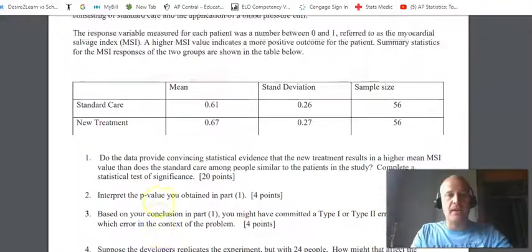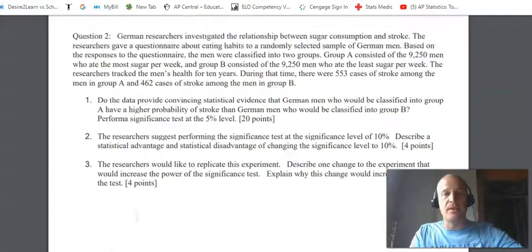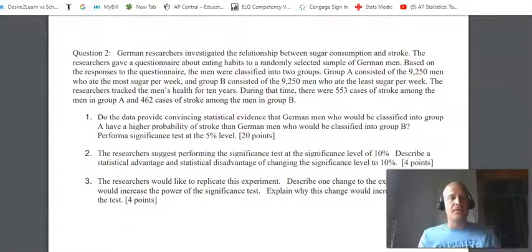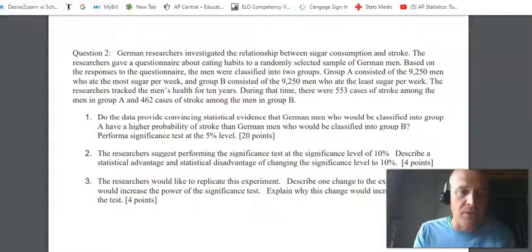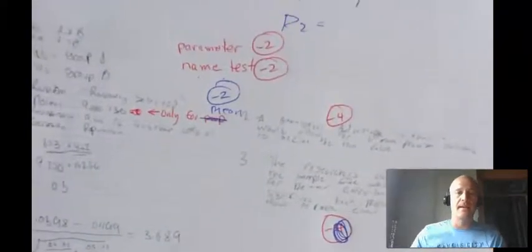All right, so let's take a look at the second question. The second question was a two-sample z-test for the difference of proportions. You have the German researchers. Group A consisted of those with sugar. Group B had no sugar or little sugar. So if we look at your solutions, it looks like this. You scored an 18 out of 28.